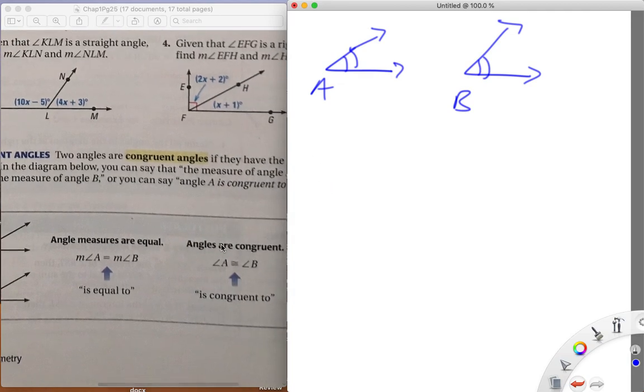When we talk about congruency, the book differentiates between measurement of the angle and the angle. If I'm talking about the measurement of the angle or the degrees of the angle, that's the numerical value. Then we use the equal sign. If I'm talking about the angle overall, size and shape, in addition to numerical value, then I'm using congruency.